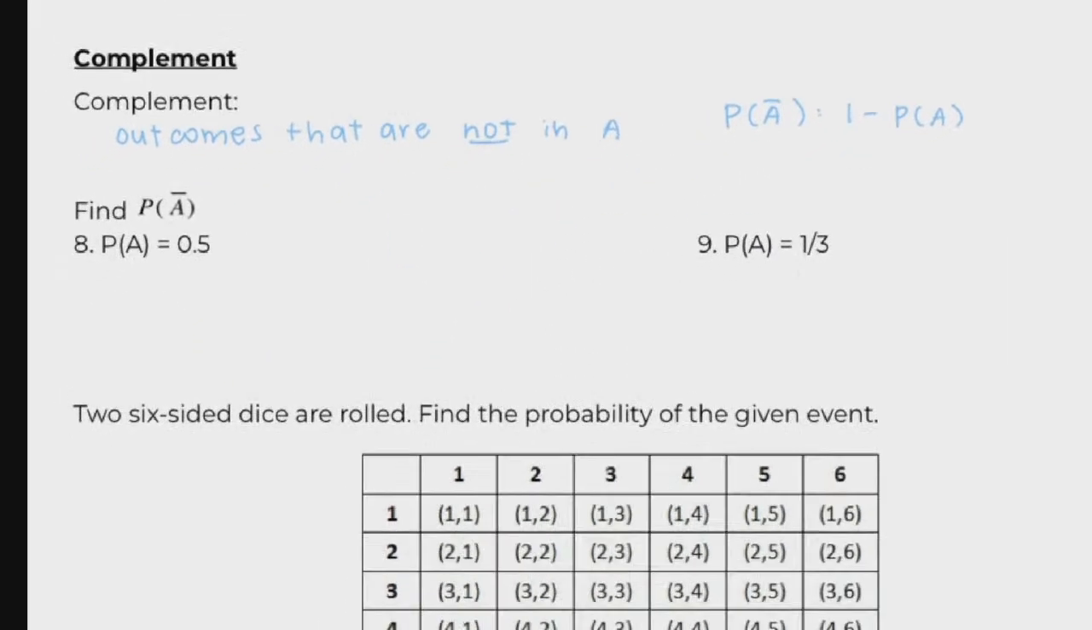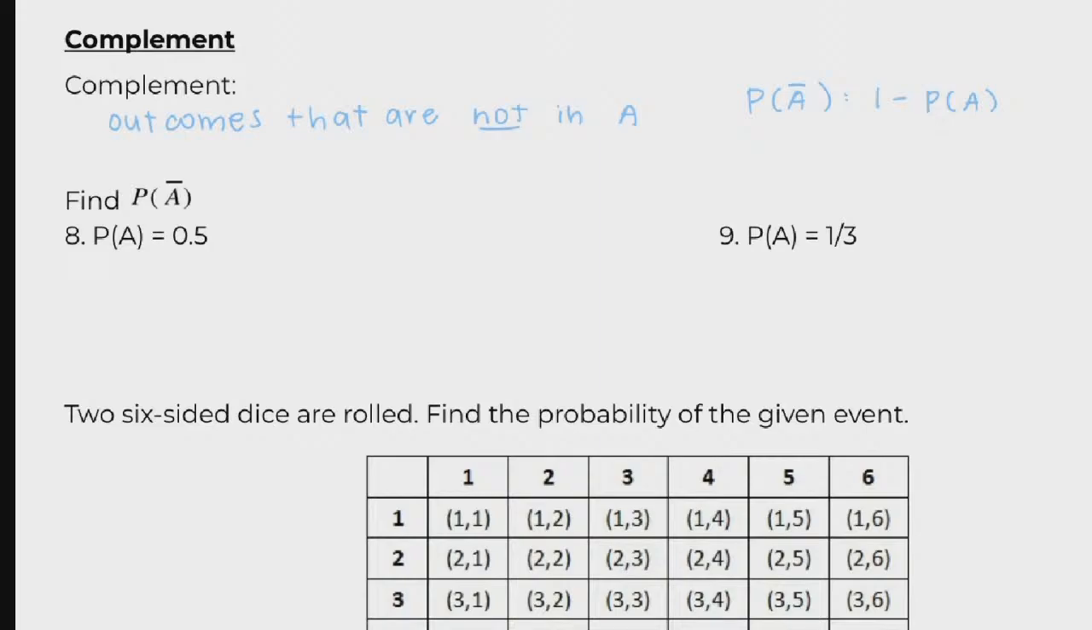Okay, next we have complements. The complement is the outcomes that are not A. The symbol is A with a bar over it. So the probability of not A is 1 minus the probability of A. If we add up all of the different probabilities, that should add up to 1, because there's a 100% chance of everything happening. So if we do 1 minus the probability of A happening, we'll find the probability of A not happening.